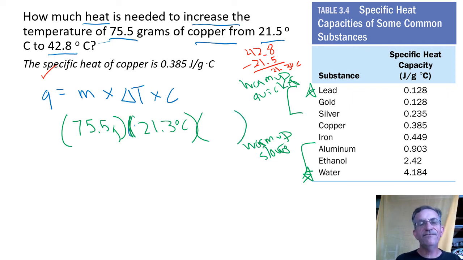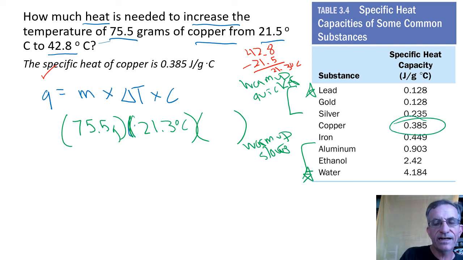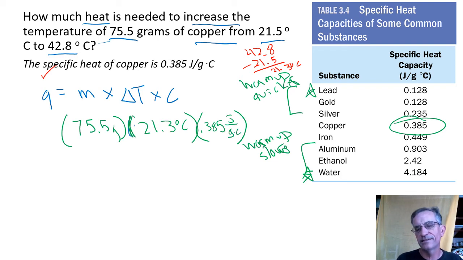The specific heat of copper is in the question. I could even find it in the table if I didn't have it. So the specific heat of copper would be 0.385. And you notice there's some crazy units on these numbers. There's joules over gram Celsius. Those are the units on specific heat. Joules on the top, grams and Celsius on the bottom. You'll see them at the top of the table as well, like right here. Those are the units.